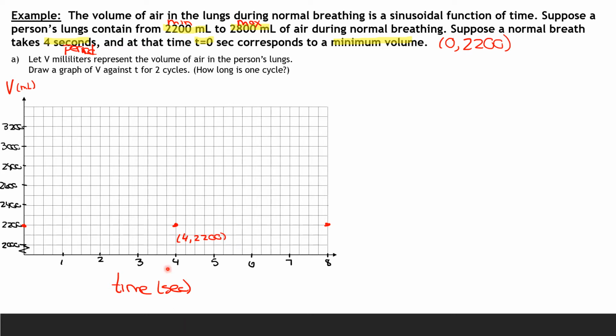So speaking of symmetry, for sine and cosine waves, halfway between two minimums will be the maximum. So the maximum's got to be exactly halfway between those two. Now I know my maximum height is 2,800, so it's going to be right around here somewhere. And halfway between 0 and 4 is 2. So I'm going to put a dot right there.